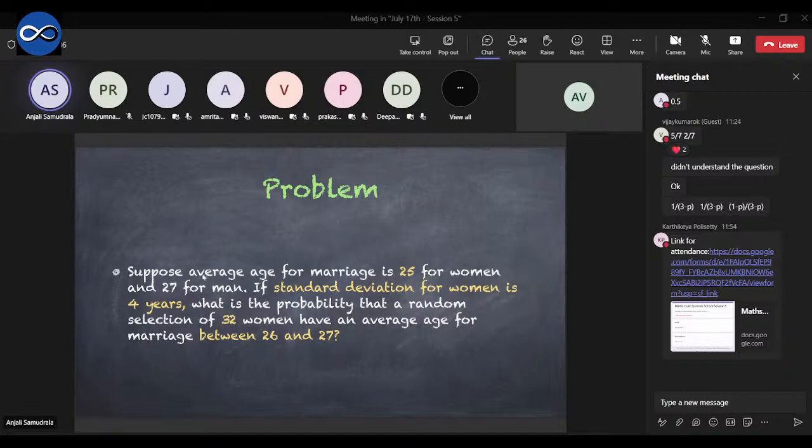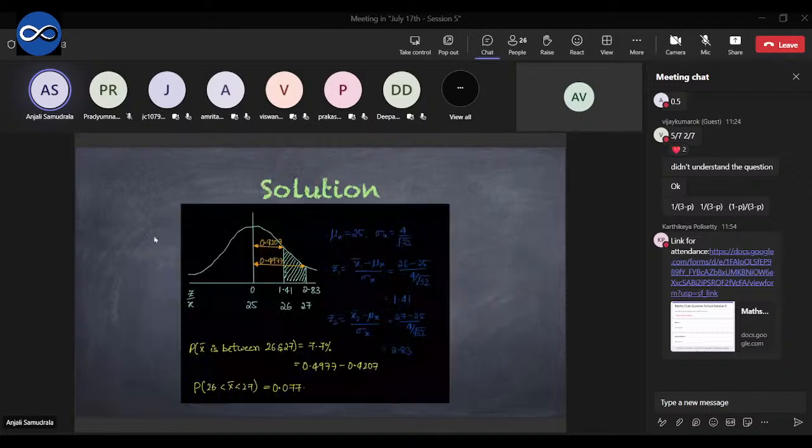Now, first we need to draw a graph. We already know that the CLT can be approximated as a normal distribution, and the normal distribution will be in this shape. Since the mean is 25, the zero of the new normalized variable will lie there. And for 26, we need to find the normalized value of Z.